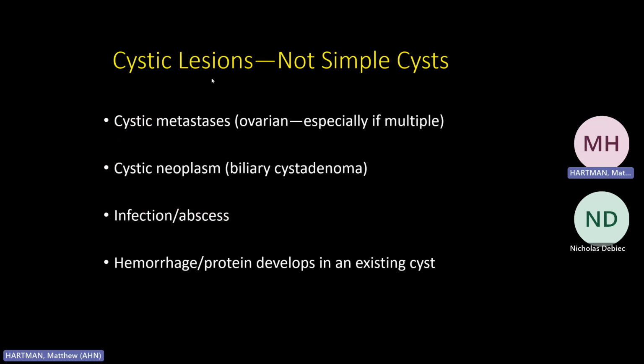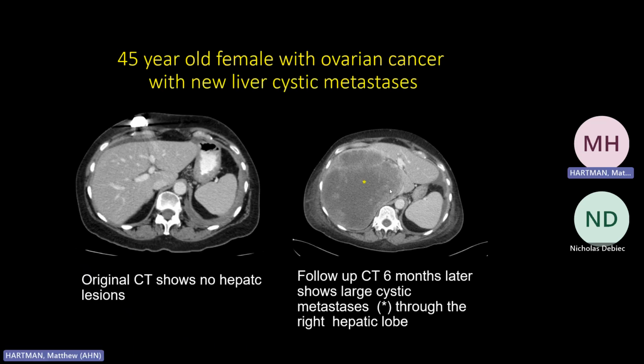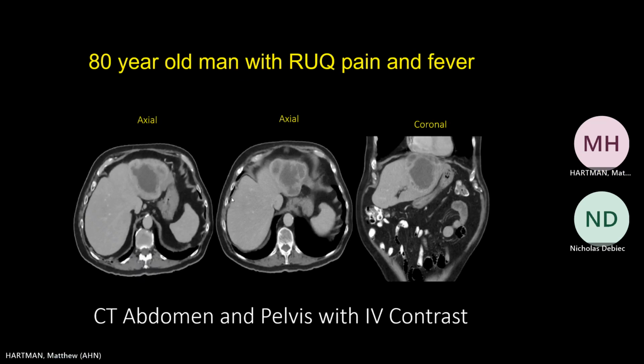So now we have a cystic lesion that's not a simple cyst. It could be a cystic metastasis, could be a cystic neoplasm, such as a biliary cystadenoma, could be infection or abscess. So here is a low-density cystic lesion. 6 months ago, completely normal. So we're thinking something aggressive, fast-acting, could be infection, but this is a patient with ovarian cancer. This was ovarian mets.